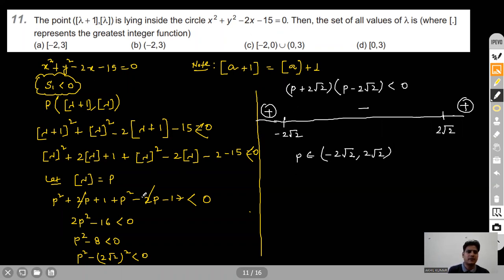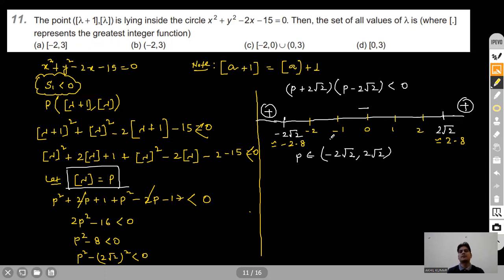But what is p? P we have assumed as the greatest integer function of lambda, right? This is what we have assumed. So now the greatest integer function always gives an integral value. So what is this 2 root 2? In terms of decimal, root 2 is 1.4, so this will be around 2.8, and this will be around minus 2.8. So what will be the integral values between these? The integral values will be minus 2, minus 1, then 0, then 1 and 2. These are the integral values, right?